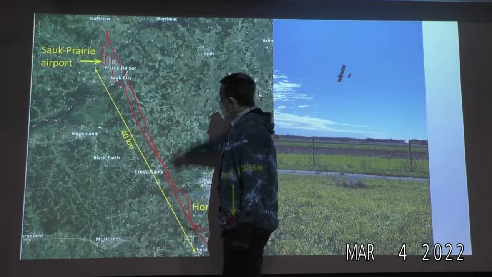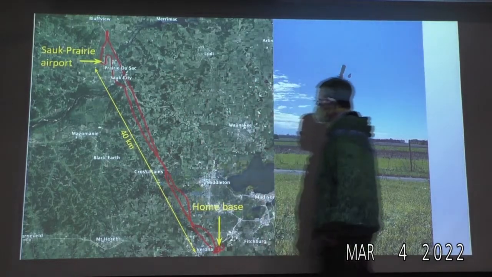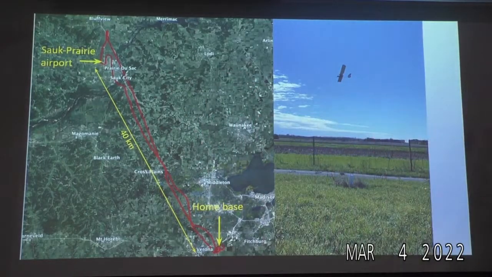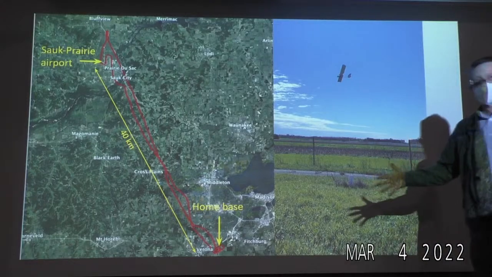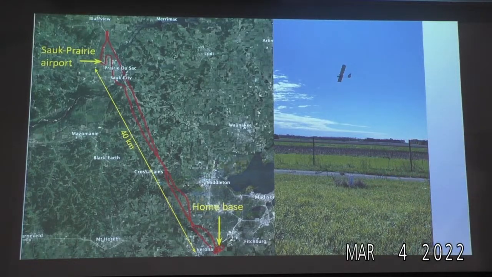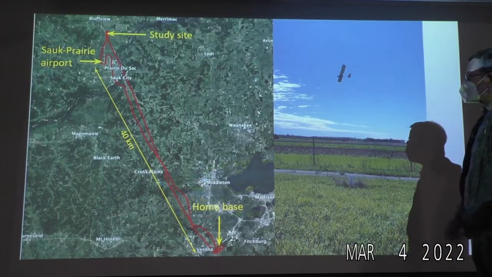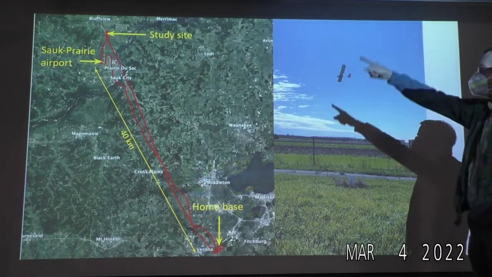It's about a 40-kilometer trip, so that's the longest distance we've ever flown from home, which was fun and kind of scary, I have to say, because it's a lawn chair. I was about 2,000 feet up the entire time. And then study sites on their Cape.